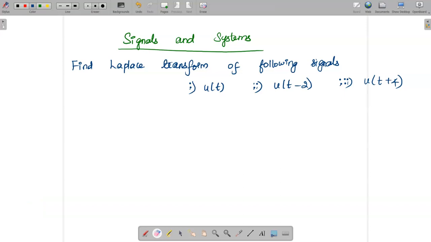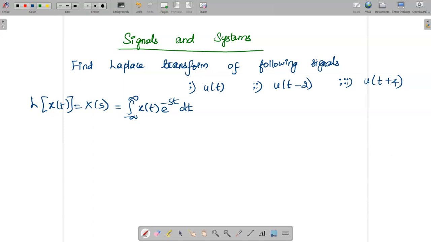Today we are going to find out the Laplace transform of few signals. First of all, we need to know the Laplace transform formula. The Laplace transform formula is given by L of x of t is nothing but capital X of s, which is given by the integral from minus infinity to infinity of x of t e power minus st dt. So this is the Laplace transform formula.